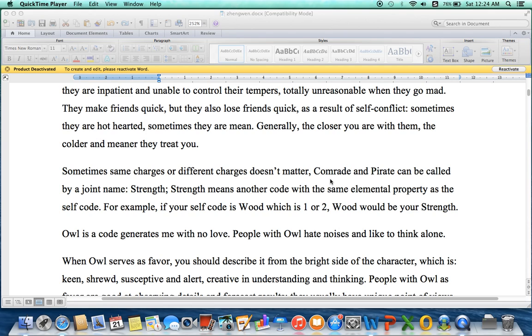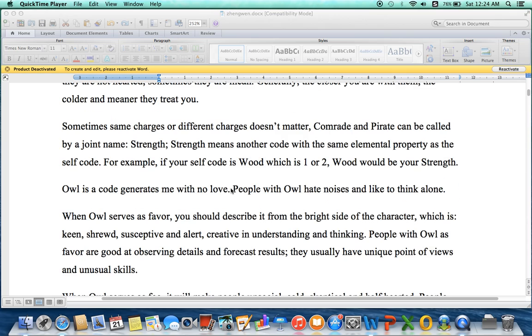we call comrade and pirate jointly called strength. Strength means another code with the same elemental property as the self code, regardless of the charge or the yin-yang property. For example, if you are wood, your strength is wood. If you are fire, the strength is fire. If you're earth, your strength is earth. I don't say positive and negative because if we say strength, that means same sex or different sex doesn't matter.